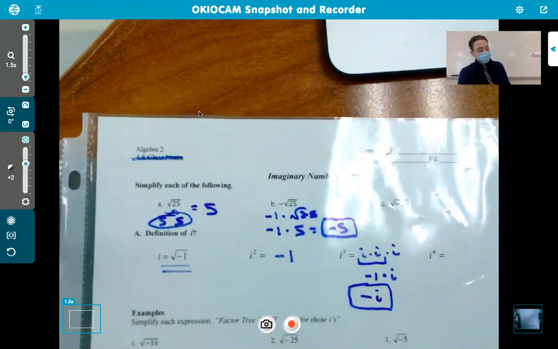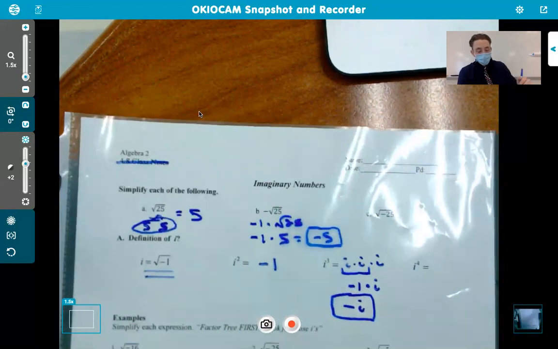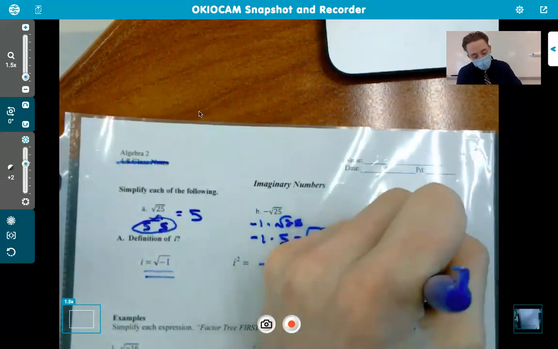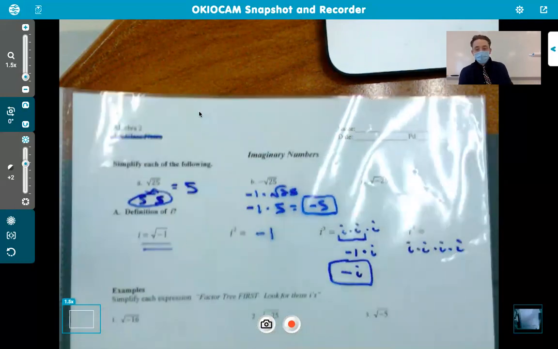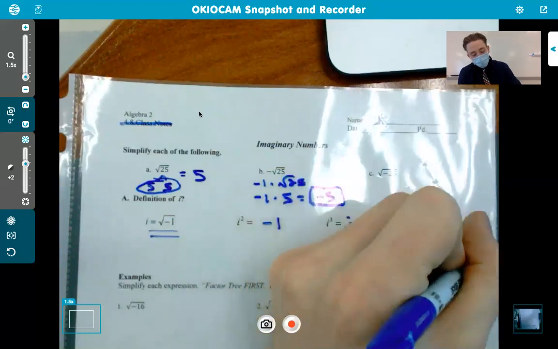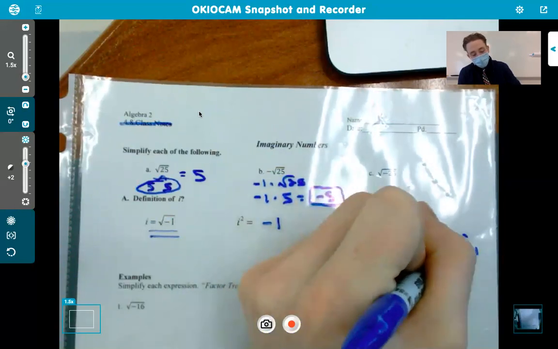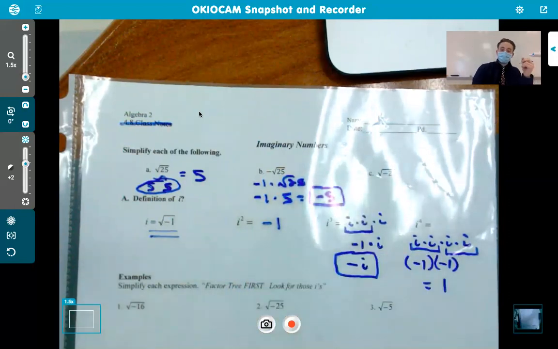Similarly, I to the 4th power, I can think of as I times I times I times I. Well, notice that I have 2 pairs of I squareds. This becomes -1 times -1, or just 1.